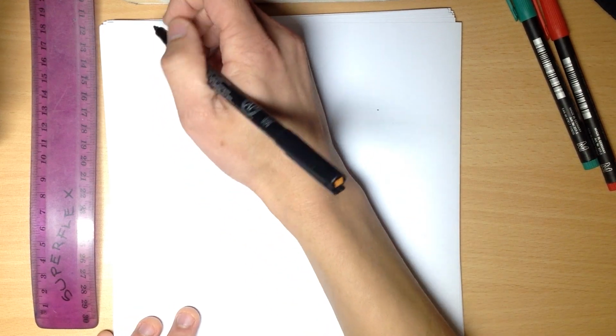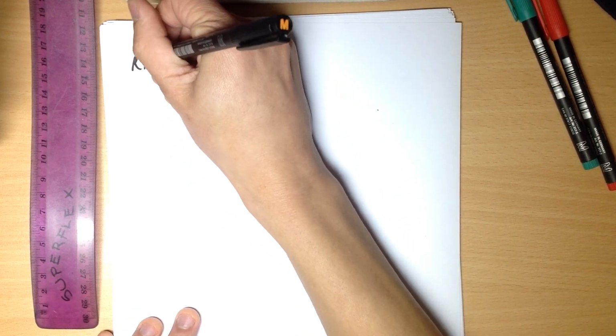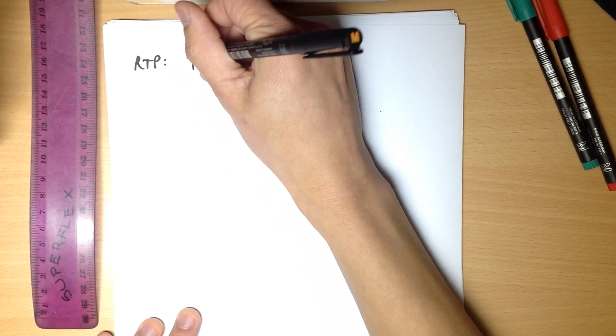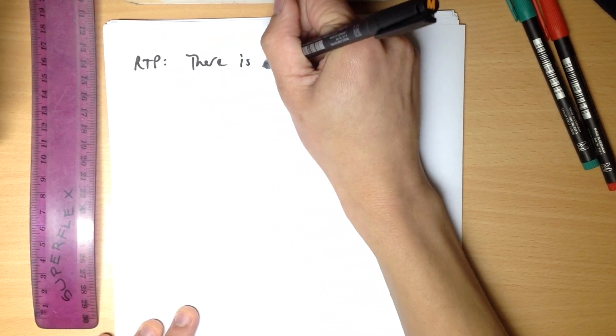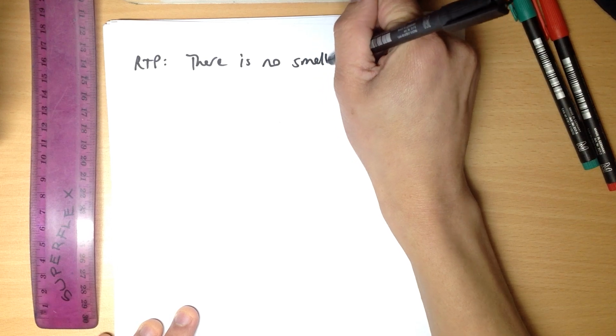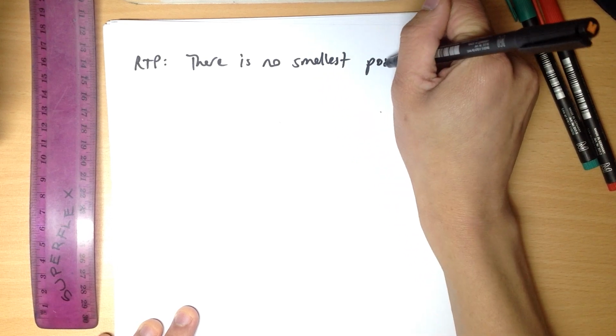Okay. Now, the question that I actually got asked to prove, one of the questions that I got asked to prove by contradiction, what we're required to prove is that there is no smallest rational or positive rational number.